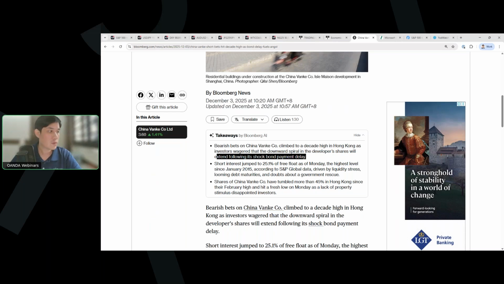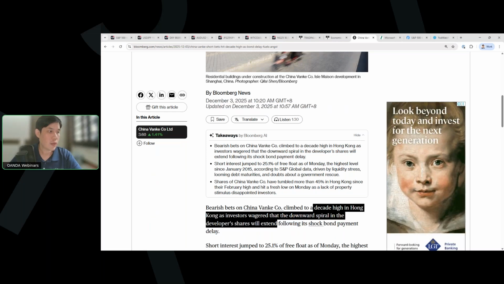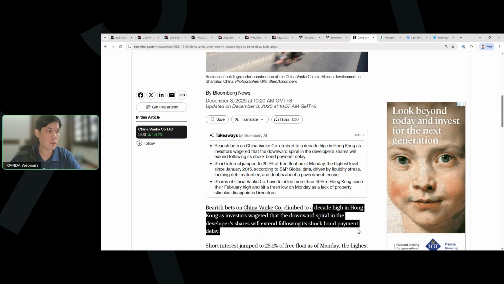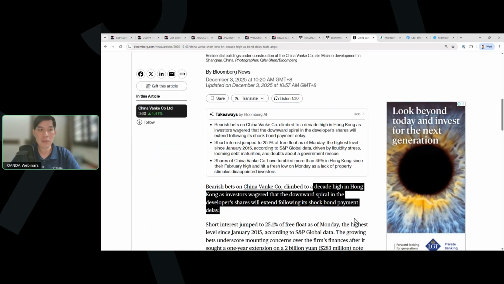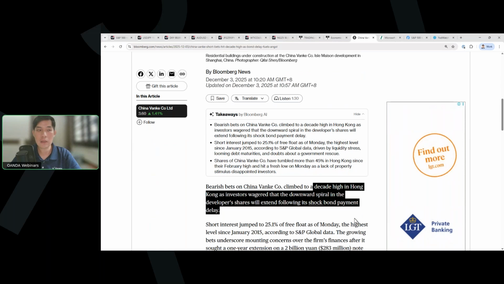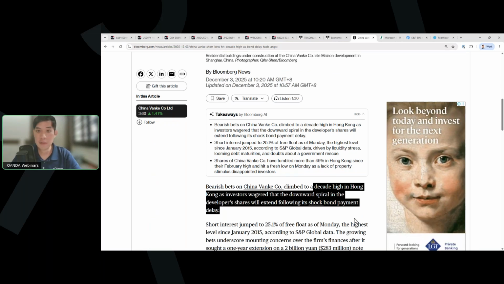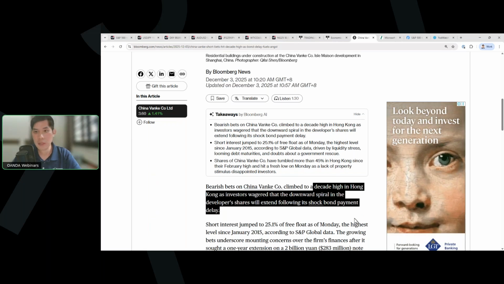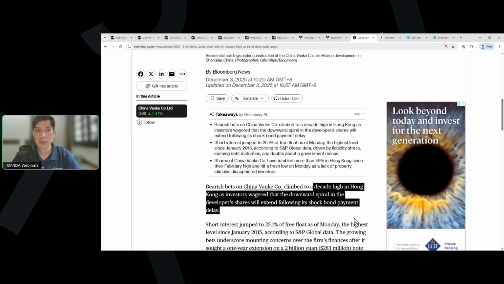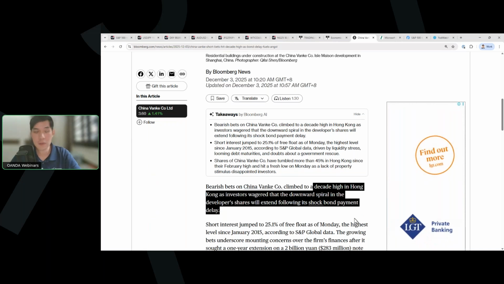flow problems. So that created a spike up in bearish bets on China Vanke stock that climbed to a decade high on the Hong Kong stock market yesterday, as investors wagered on the downward spiral in the developer shares that will extend following its short bond payment delay. So with that, we actually have a negative macro, we call it a spillover impact, on the deflationary risk spiral in China. So we know that recently the deflationary risk spiral in China has been reduced. The fear has been reduced.